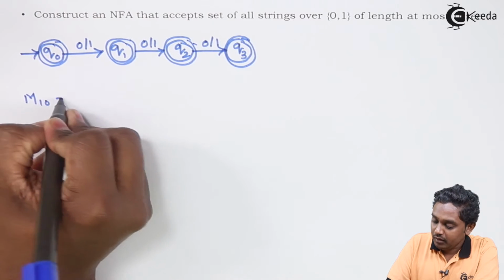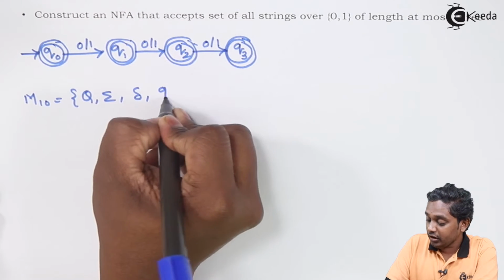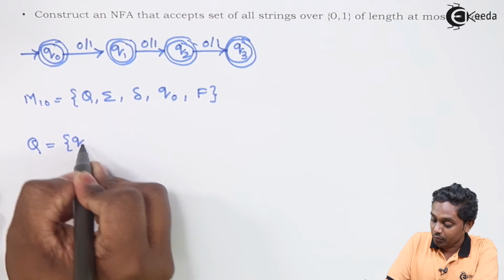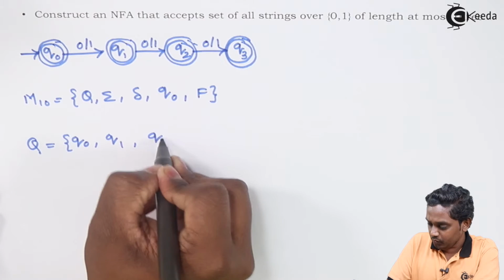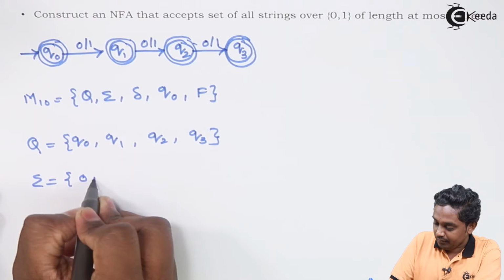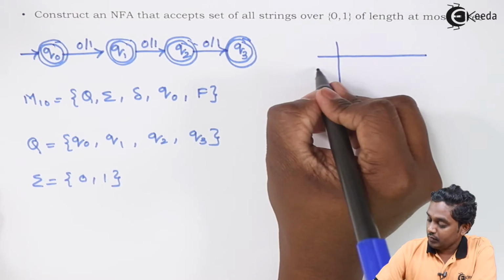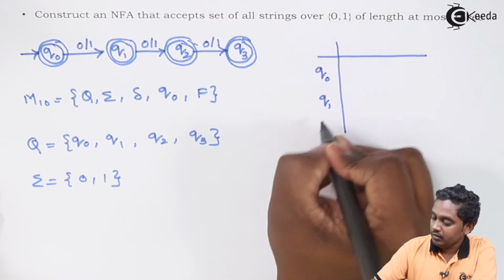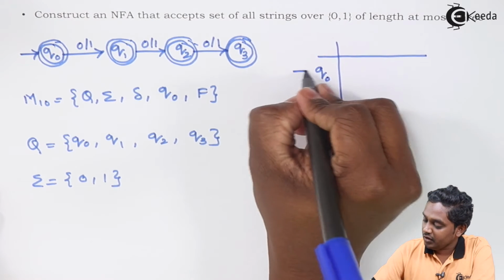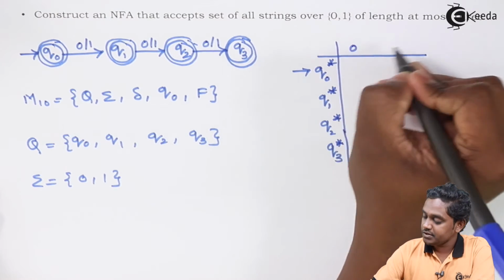Let's name this machine M10, having the configuration Q, sigma, delta, Q0 and F. Q is a set of states. Over here it is Q0, Q1, Q2 and Q3. Sigma is the alphabet set, 0 and 1. Delta as a table. It will contain Q0, Q1, Q2, Q3 and Q0 is the initial state. All of them are final states. They have transitions on 0 or 1.